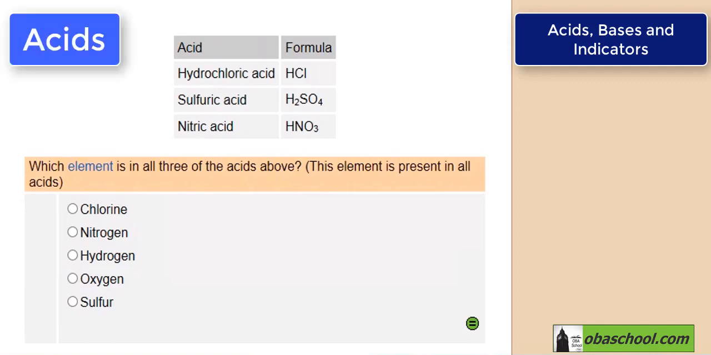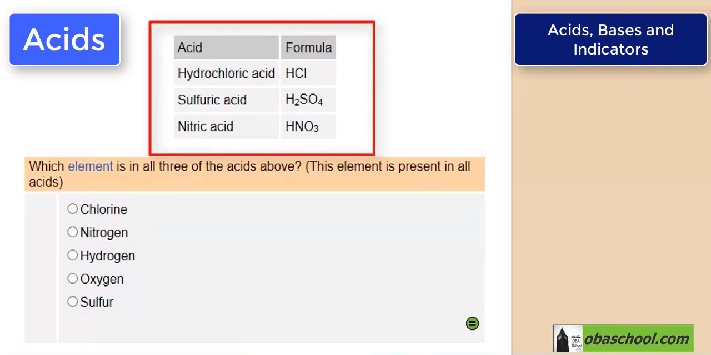Let's start with acids. In the chemistry lab, we have three common acids: hydrochloric acid, sulfuric acid, and nitric acid. You can see their formula in this table. The formula of hydrochloric acid is HCl, that of sulfuric acid is H2SO4, and that of nitric acid is HNO3.